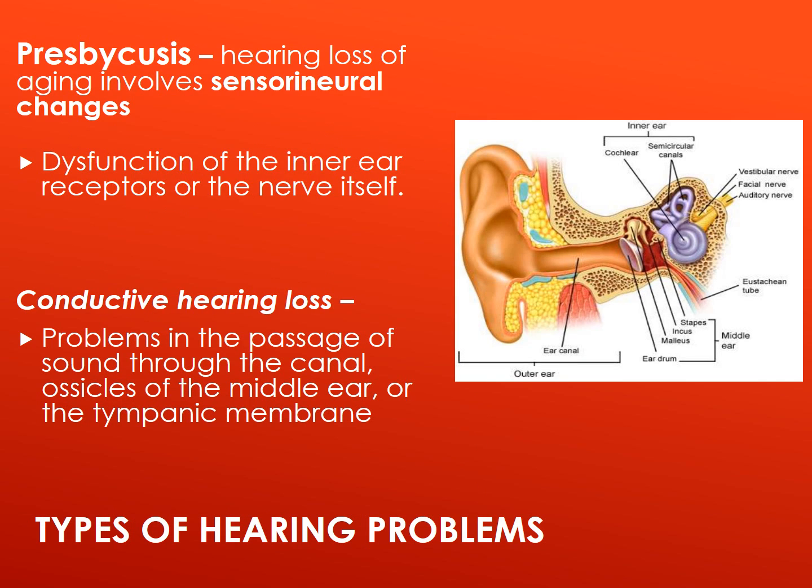Presbycusis, which is highly prevalent in older adults, involves sensory neural damage. It can cause difficulty hearing high-pitched sounds like F, S, SH kind of sounds. With conductive hearing loss, there is a problem with the passage of sound through the ear structures. This can be related to ear infection, a hole in the eardrum, or otosclerosis, abnormal bone growth which affects movement of the ear bones.